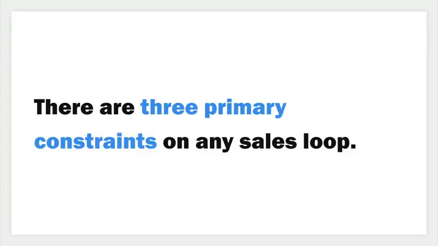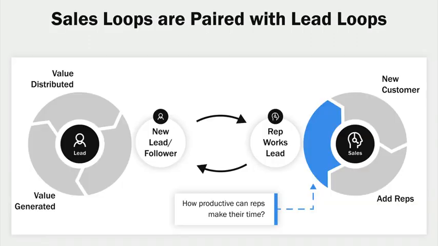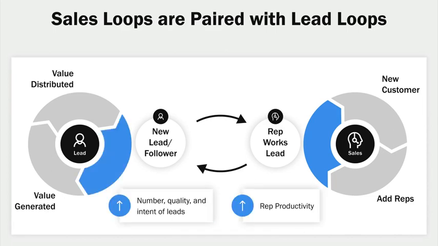There are three primary constraints on any type of sales loop. The first is the productivity of the rep. A sales rep is always going to be constrained by the amount of time in the month. So the time it takes to convert a lead into a customer is going to affect how many customers they can produce within that month. So we want to understand how productive a rep can be. We can influence this productivity within a time frame based on the type of lead loop that we are using.